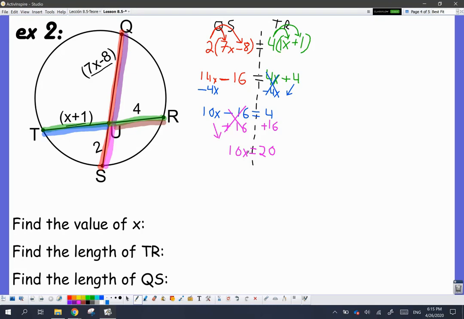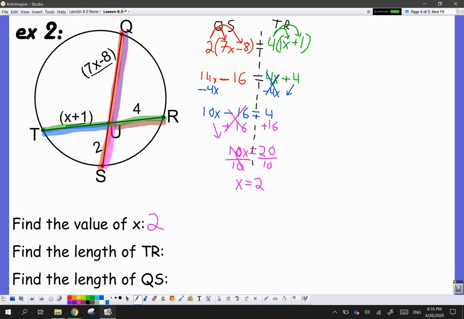Now I want to get x by itself. I want to get rid of the 10 since I'm multiplying 10 times x together. To cancel out multiplication, I need to divide. So I'm going to divide both sides by 10. That cancels this out. I'm left with x. 20 divided by 10 gives me 2. So the value of x here is 2.